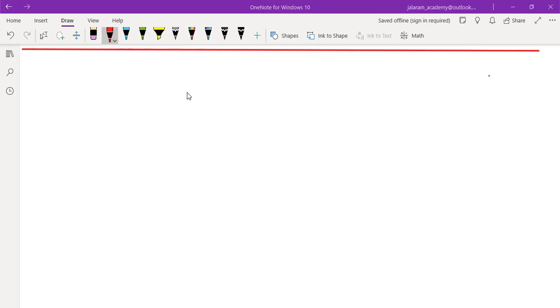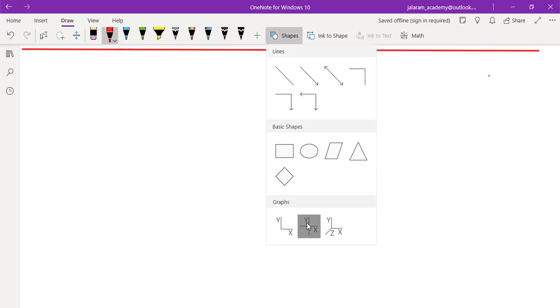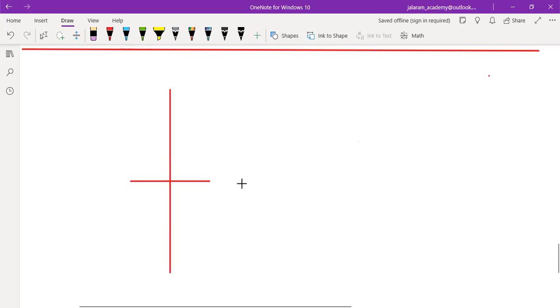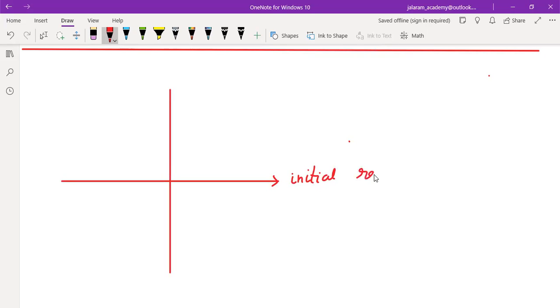Now we will discuss the meaning of quadrants related to the trigonometric functions and the location of different angles in their respective quadrants. So remember, this line is the initial ray. OA is the initial ray.